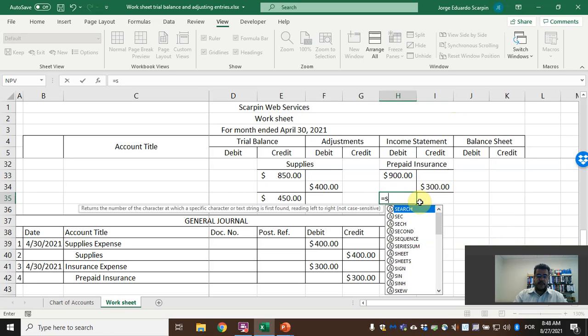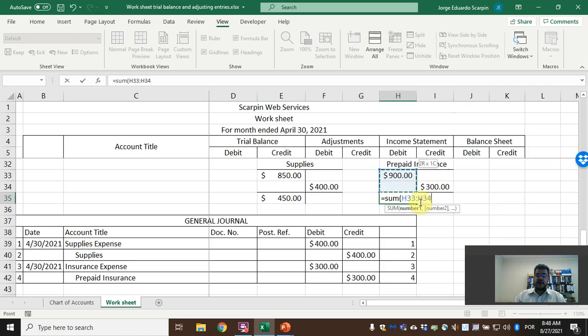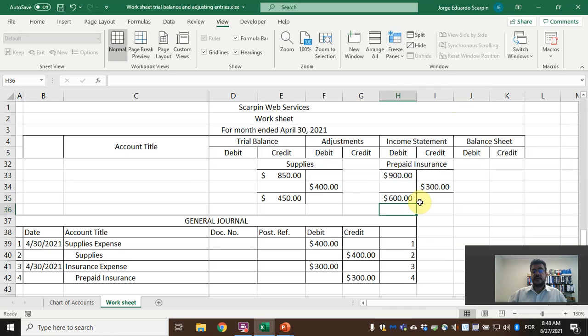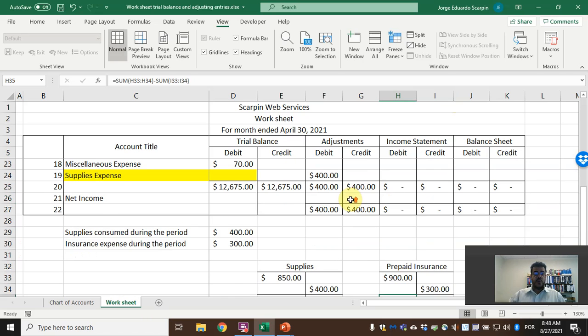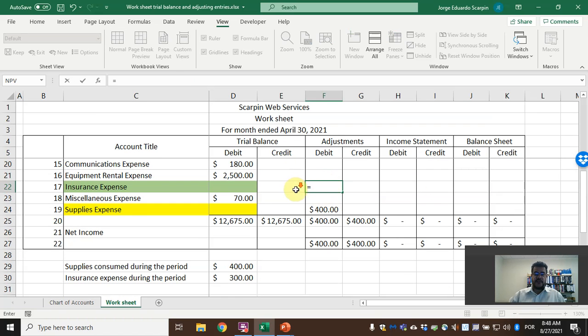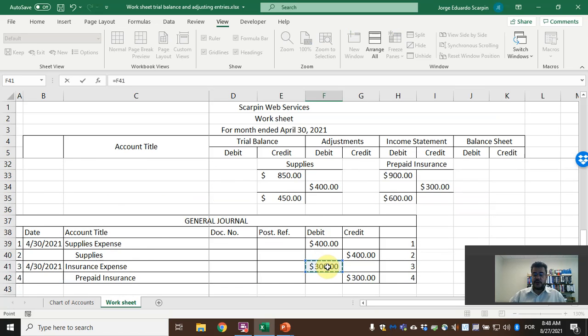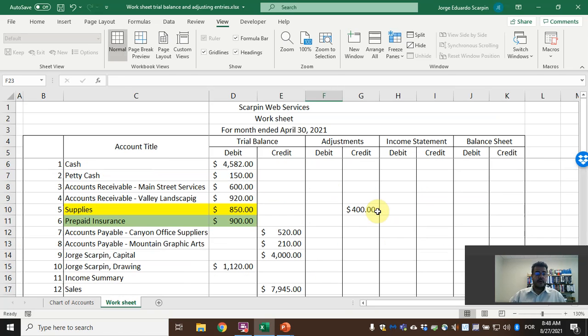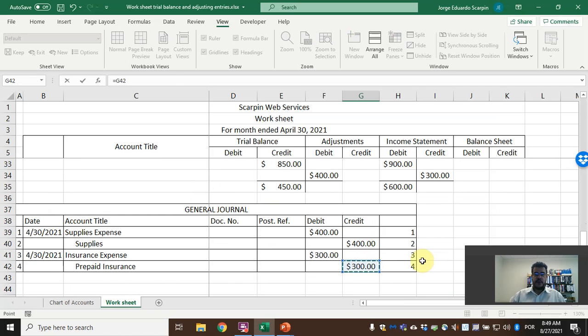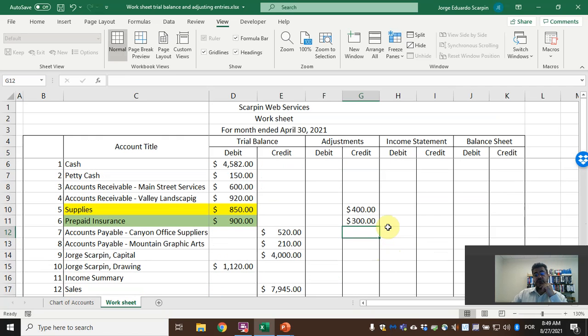And now the ending balance, the same formula, sum of debit less sum of credits, $600. We will double check these numbers later. So what do we need? Insurance expense, a debit of $300. Prepaid insurance, a credit of $300. So that's it. And then, what do we have after that?